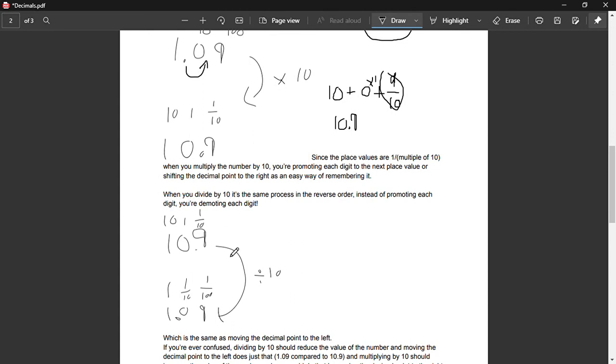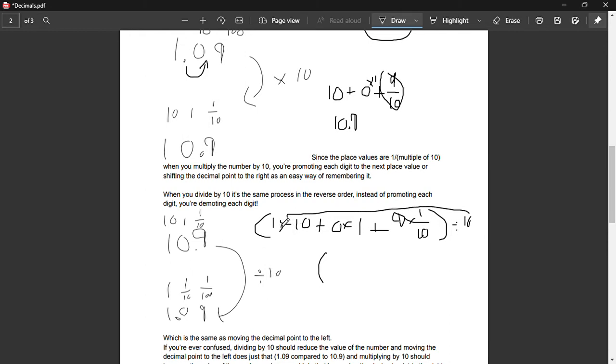And if I'm dividing by 10, it's just the same process backwards. If I have 1 times 10 plus 0 times 1 plus 9 times 1 over 10, and then I take this whole expression and I divide each thing by 10, right? I'm just going to go once again, each thing separated by a plus, and perform this operation on it.